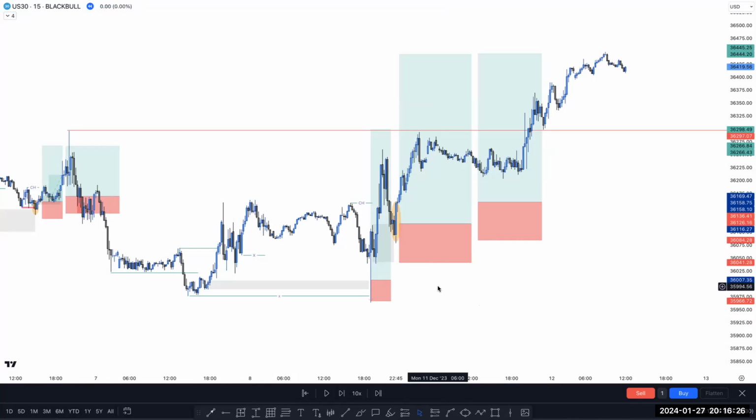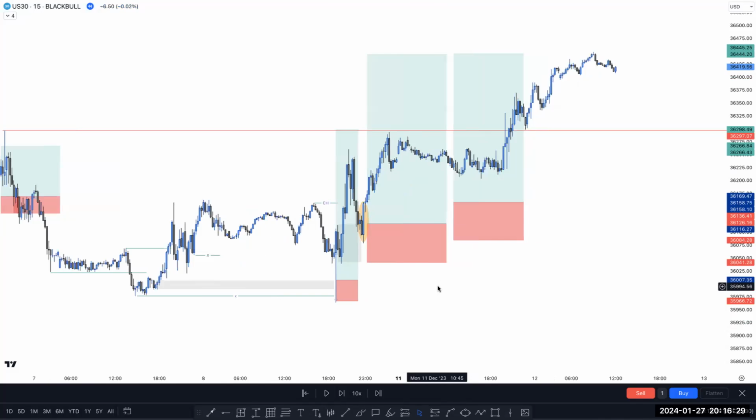Okay, let's do one more candle and we go to the sessions. Let's do the previous day. So let's go to the daily and do one more candle.